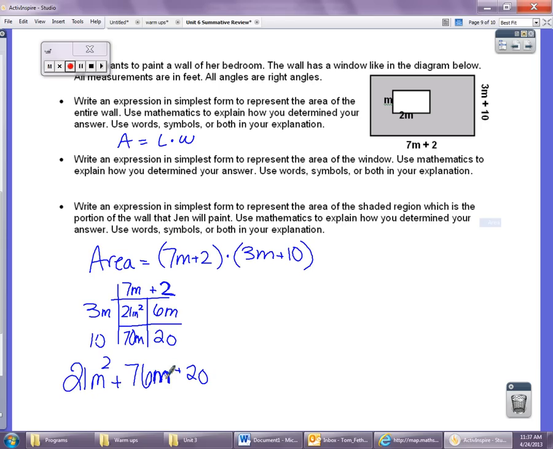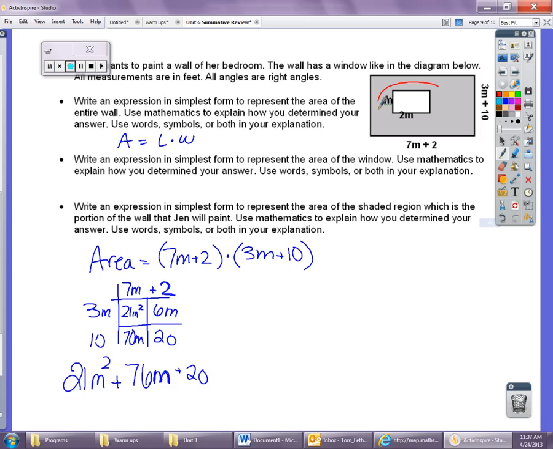And the next one, so that was the first one. We have to write an expression in simplest form to represent the area of the window. The window is going to be inside the wall, so the window is represented by this rectangle. Still, area is equal to length times width. So my area is equal to the length, m, times my width, which is 2m. This time we're not going to use the box method or FOIL. We just have m times 2m. So area is equal to 2m squared.